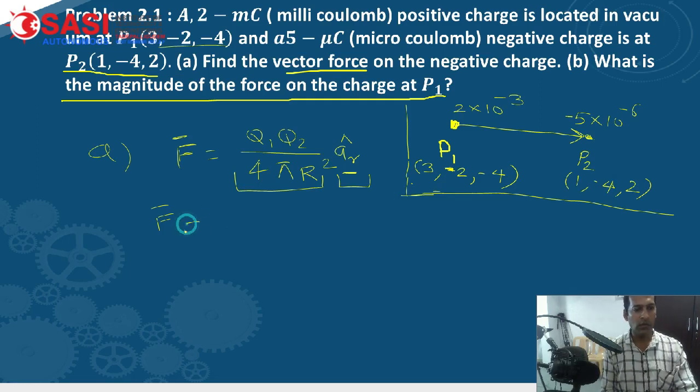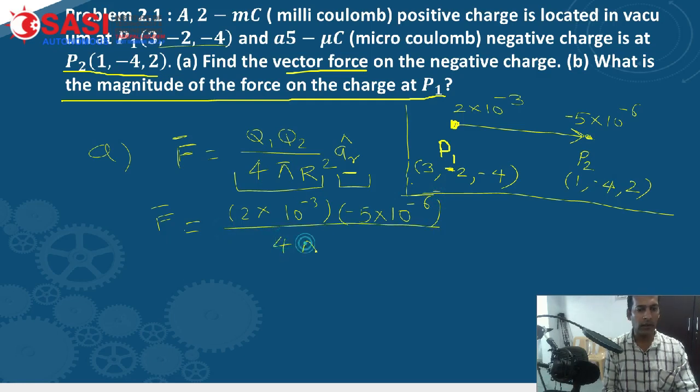So let us put all the values. So F bar is equal to, we have Q1. Q1 is 2 into 10 to the power minus 3 into Q2. What is Q2? It is minus 5 into 10 to the power minus 6, divided by 4 pi epsilon naught. 4 pi is constant, epsilon naught value is also constant, and R is the distance between them. If we calculate it we will get a value of, say, 6.633. How to calculate R? We have seen in the previous examples. So what is AR cap? AR cap is unit direction. It will be equal to vector divided by the magnitude.